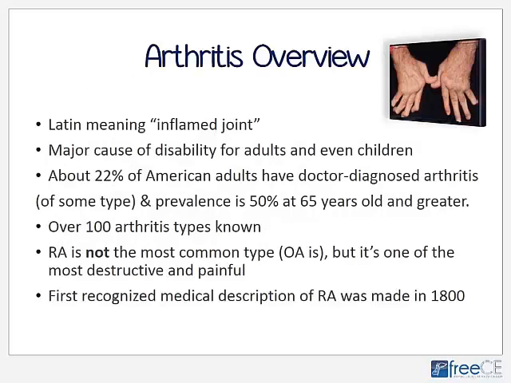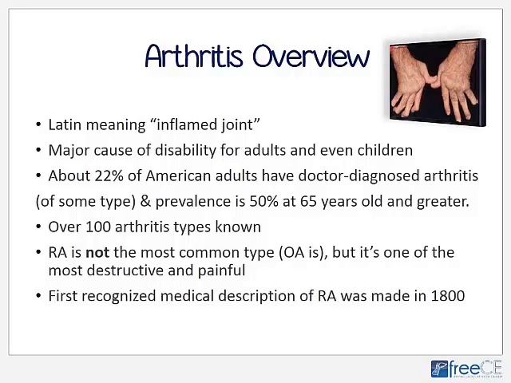Arthritis is Latin, meaning inflamed joint, and collectively it's a major cause of disability in the United States and other countries, for adults certainly, but also children. About 22% of American adults have a doctor-diagnosed arthritis of some type. I'm not talking about just RA here. And prevalence is 50% for people 65 years old and older.